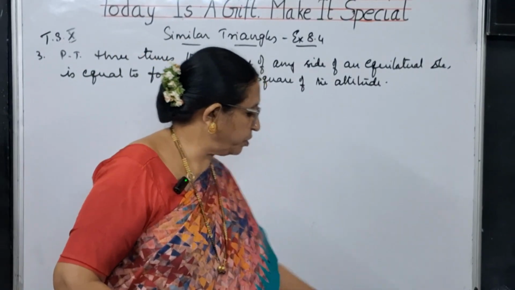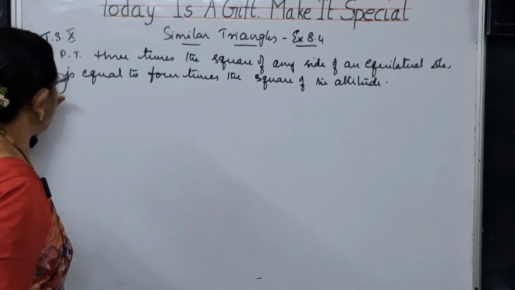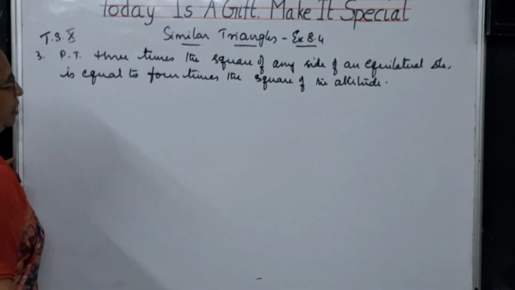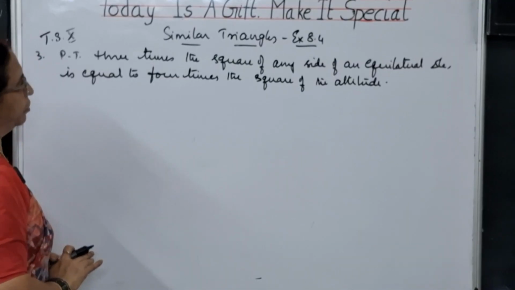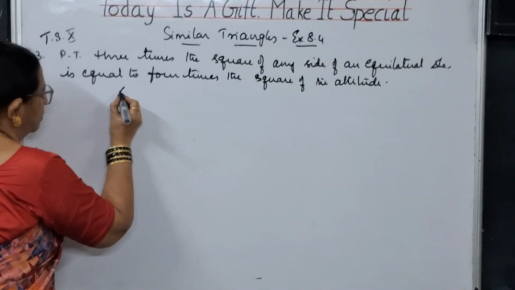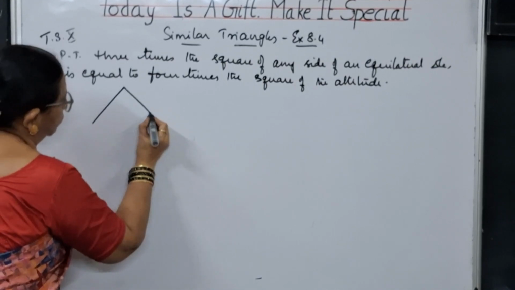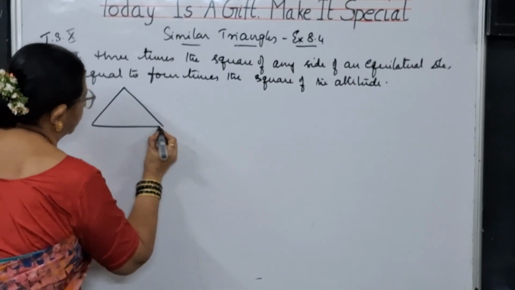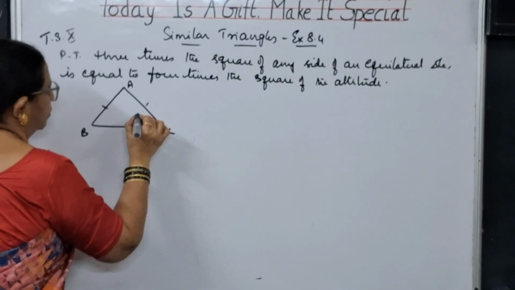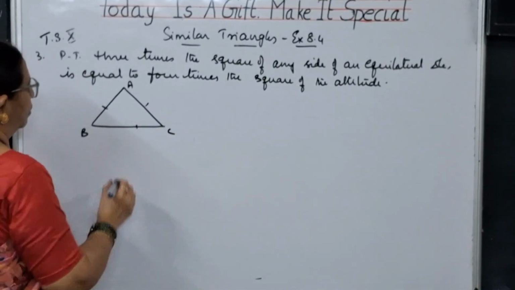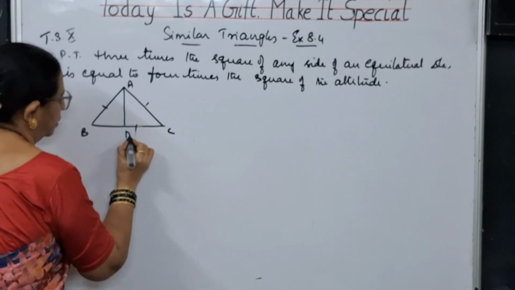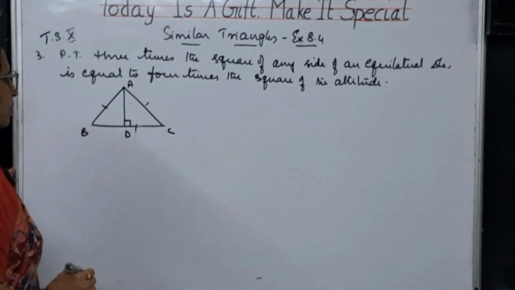Now third problem, children. Third problem is prove that 3 times the square of any side of equilateral triangle is equal to 4 times the square of its altitude. So let us first draw an equilateral triangle. ABC is an equilateral triangle. Now you have to draw an altitude. AD is an altitude. This is given to us.